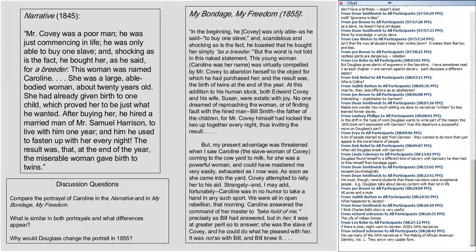So it's a difference between the way a black woman is portrayed in these two narratives, and I think very worth showing students.